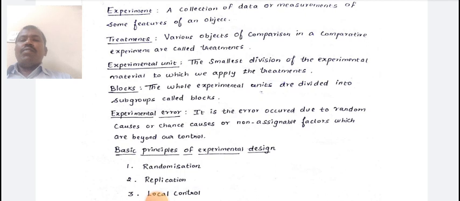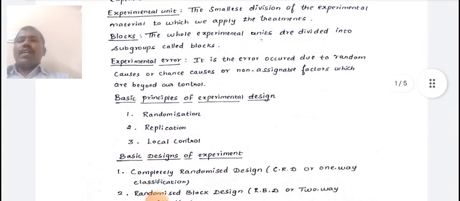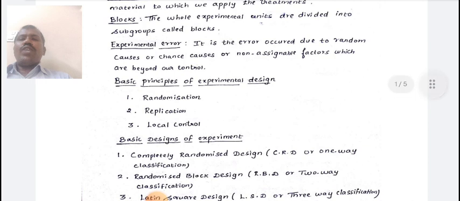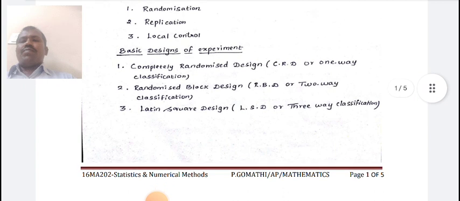Experimental unit. The smallest division of the experimental material to which we apply the treatments. Next, blocks. Whole experimental units divided into subgroups are called blocks. Experimental error. It is the error that occurs due to random or chance causes, or non-assignable factors which are beyond control. The basic principles of experimental design are randomization, replication and local control.